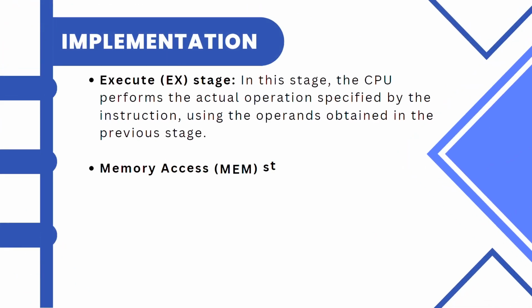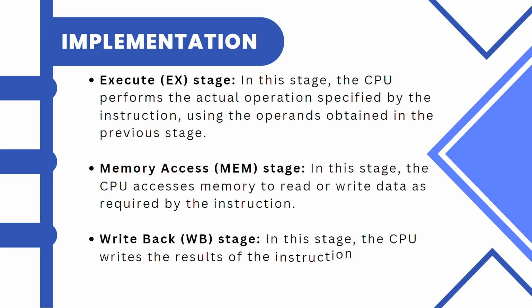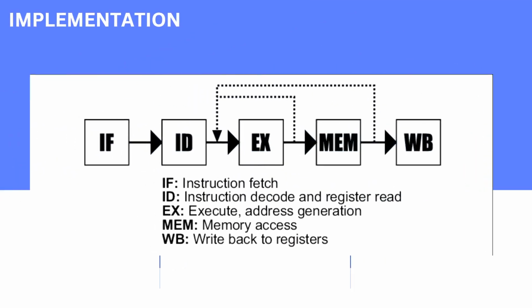In this stage, the CPU performs the actual operation specified by the instruction using the operands obtained in the previous stage. The fourth stage is the memory access stage. In this stage, the CPU accesses memory to read or write data as required by the instruction. The last stage is the write back stage. In this stage, the CPU writes the result of the instruction back to the appropriate register. In the next slide, you can see the flowchart of these stages. So first is your instruction fetch stage, second is your instruction decode stage, third is your execute stage, fourth is your memory access stage, and the last being your write back stage.